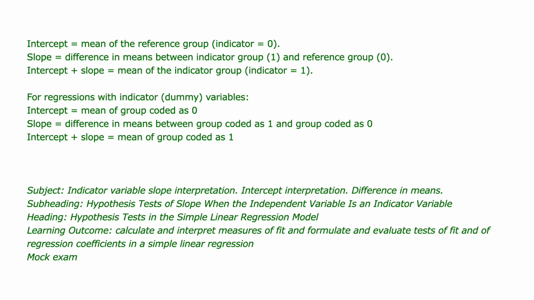Intercept equals the mean of the group coded as 0, non-value stocks. Slope equals the difference in means between the group coded as 1 and the group coded as 0. Intercept plus slope equals the mean of the group coded as 1, value stocks.